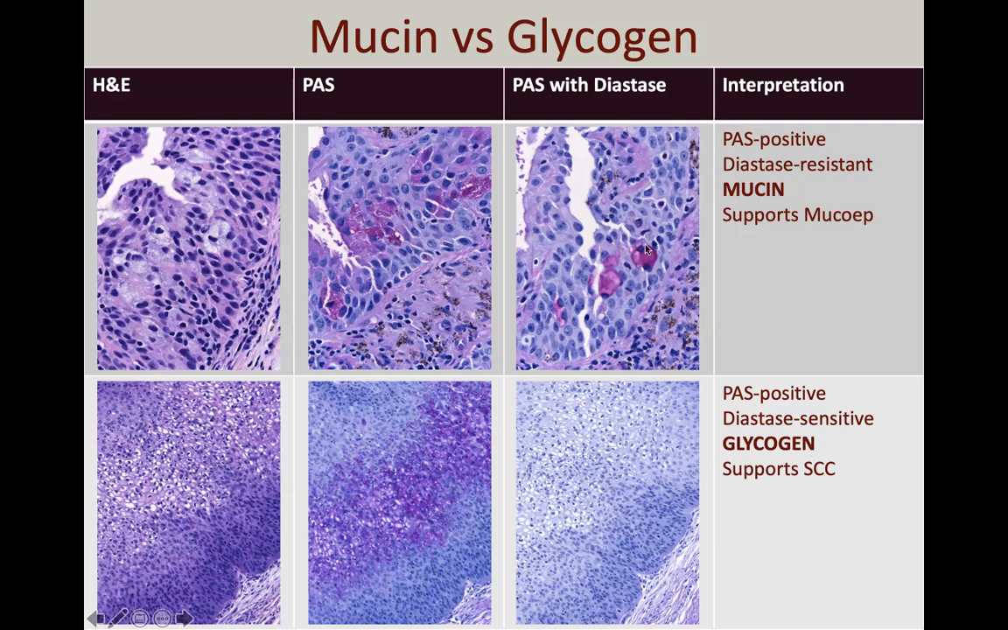If you still see the staining after the application of diastase, this means this is intracellular mucin that will support a diagnosis of mucoep. If you have cells that have the substance digested out, that suggests that it might actually be glycogen and not true mucin. So this may more likely be like some kind of squamous cell carcinoma.